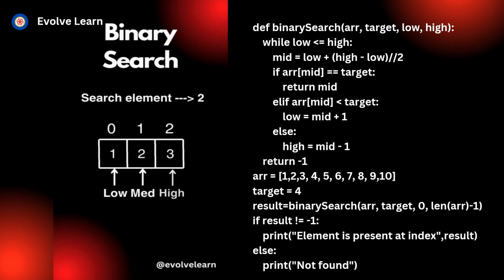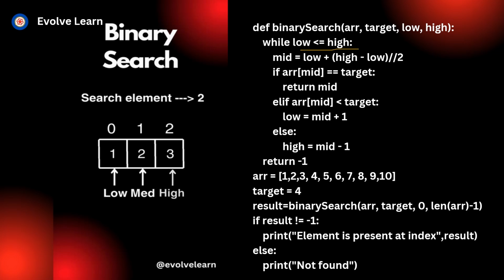Coming to the explanation of the code, in the first line we use the def keyword to define the binary search function that takes these four as its parameters, where this represents the array and the target is the number which we are searching for, and these low and high are the indexes of the array. In the next line, it enters a while loop that continues as long as the low index is less than or equal to the high index.